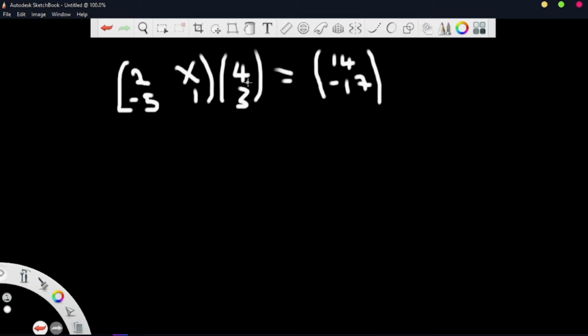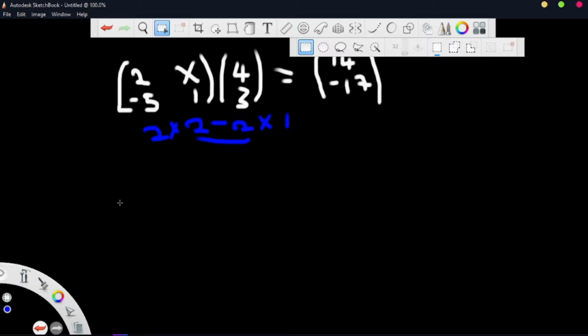So let's say we want to solve this matrix. We want to find the value of x. These two matrices have been multiplied. For matrices to be multiplied, we first check the order of the matrix. This is a 2 by 2, and this is a 2 by 1. If matrices are able to be multiplied, these two numbers have to be the same, and then the answer will be a 2 by 1, which is this matrix right here.